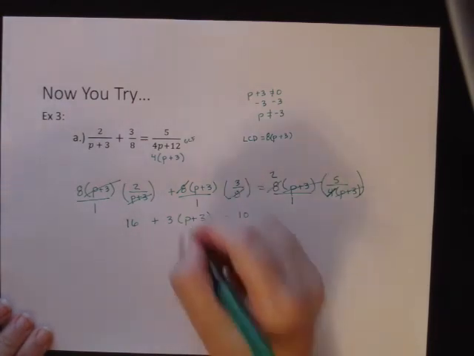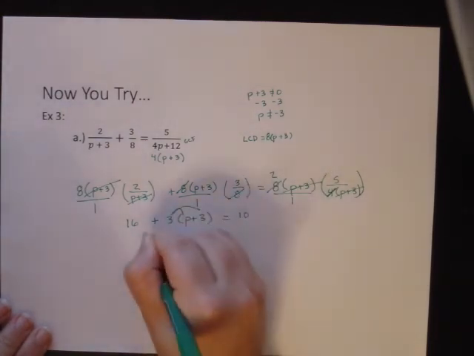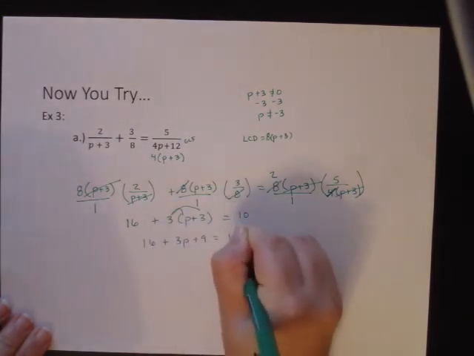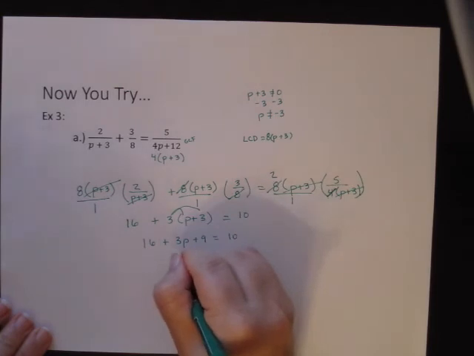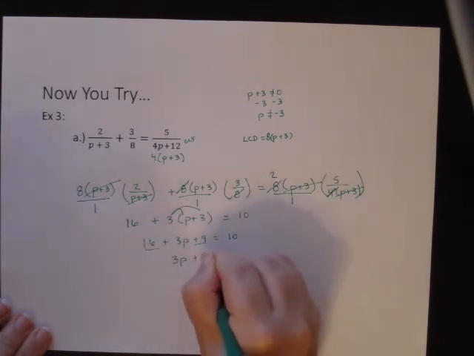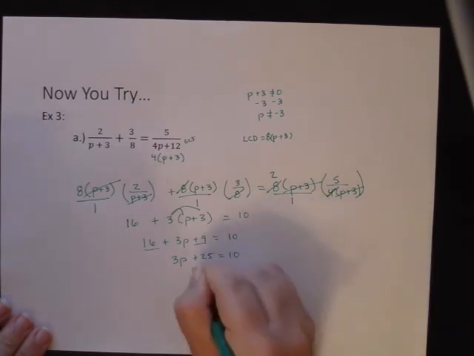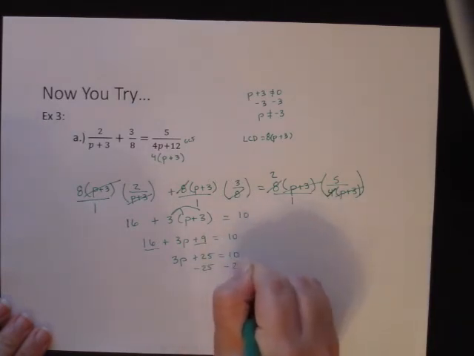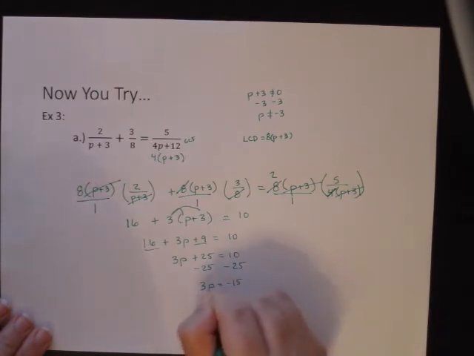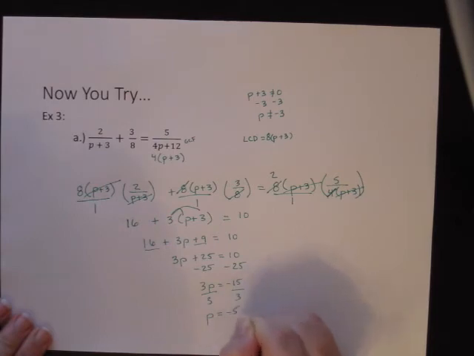Okay, I got to distribute the 3 through. So I got 16 plus 3p plus 9 equals 10. Combine my like terms, so I got 3p and then 16 plus 9 is 25 equals 10. Subtract 25 from both sides. So I get 3p equals negative 15. I divide by 3 on both sides, and p equals negative 5.